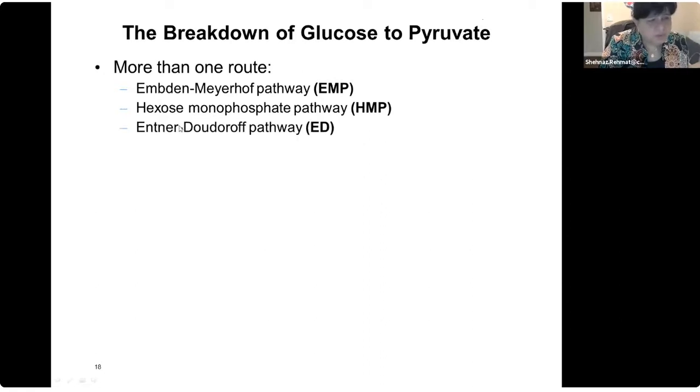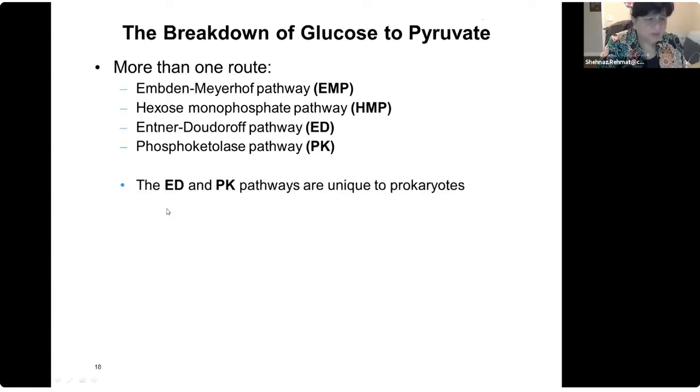We have two new ones that will be introduced to you because these two are not found in your eukaryotic cells. The Entner-Doudoroff pathway, which is abbreviated as the ED pathway, and another new one which is only operative in some bacteria, the phosphoketolase pathway. We call it the PK pathway. Okay, so these two we will study first in detail, and then we will see how these vary from the main ones and how different they are. As I said, ED and PK, the last two pathways, are unique to prokaryotes. They are not found in your eukaryotes.